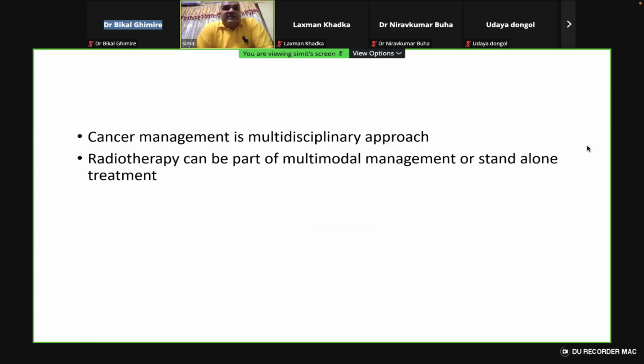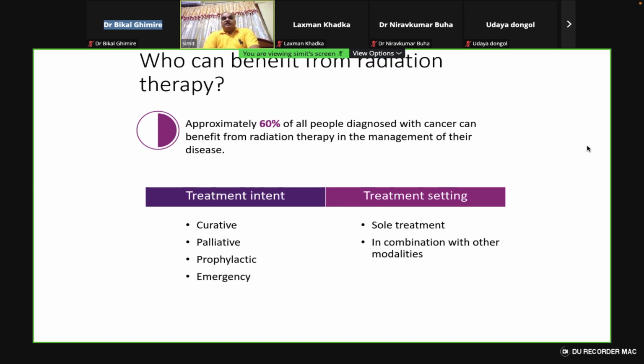What we have to know is cancer management is a multidisciplinary approach. So radiotherapy can be part of multimodal management or sometimes single management. So now we'll focus on who can benefit from radiation therapy. As we have already said, around 60% of all people diagnosed with cancer can benefit from radiation therapy. So within our first consult, we actually try to know what our treatment intent is and what multimodal therapy we want to use in the patient. Treatment intent can be either curative, palliative, prophylactic, or emergency, and treatment can be sole treatment or in combination with other modalities.